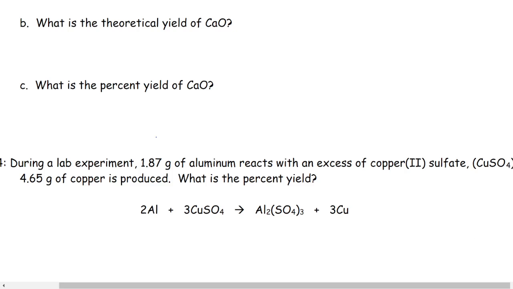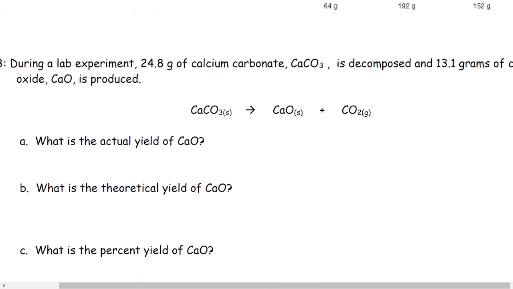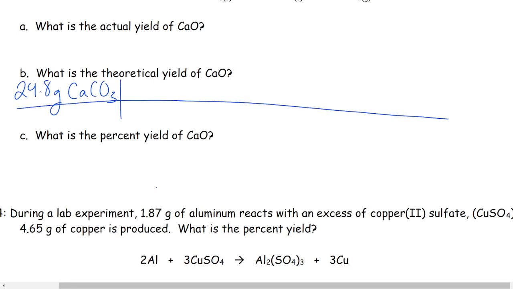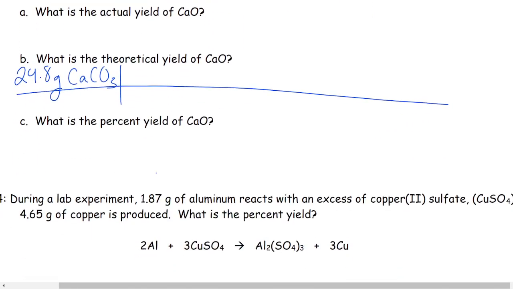So the question was, what is the theoretical yield of CaO? And so I had just gotten done saying we're going to use the given amount of our reactant. So 24.8 grams. I keep circling calcium. It's calcium carbonate, CaCO3. So I'm going to take 24.8 grams of CaCO3, and then I need to turn that into grams of calcium oxide so that I can compare it to the 13.1 grams of calcium oxide from right here.